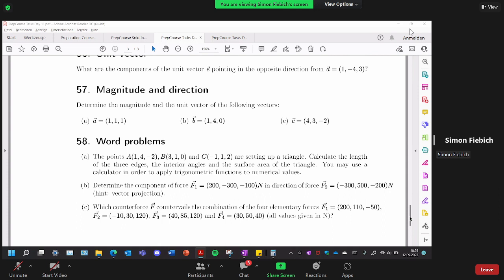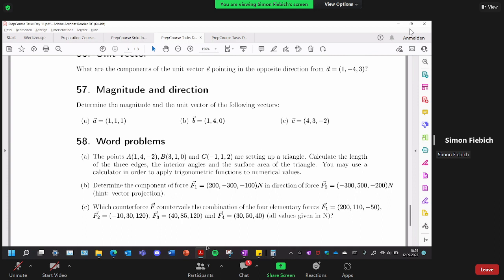Then let's proceed with the word problems, because I especially like the word problem 58b, which is a very hard thing to deal with. That's why I would especially like to go through 58b. But at first, is there any subtask of 58 you would especially like me to show besides 58b? A or C? Should we start with one of them? No? Okay, then let's start with 58b.